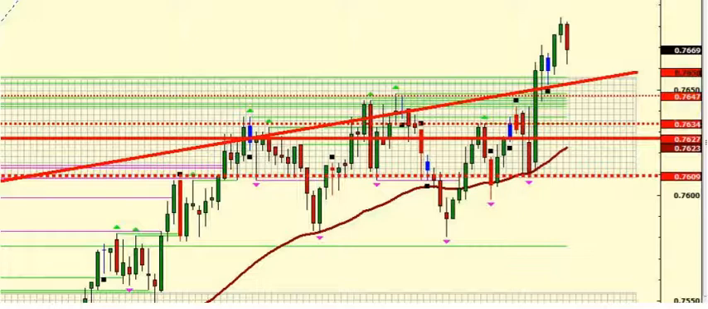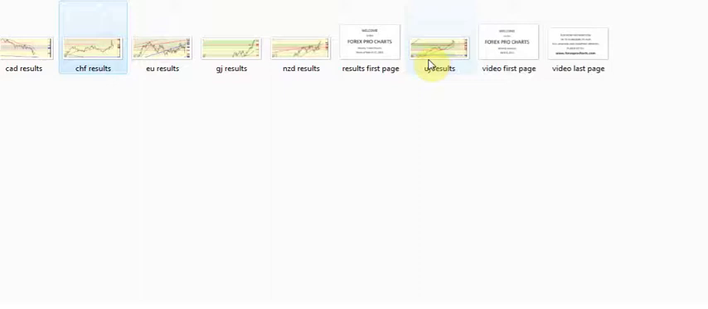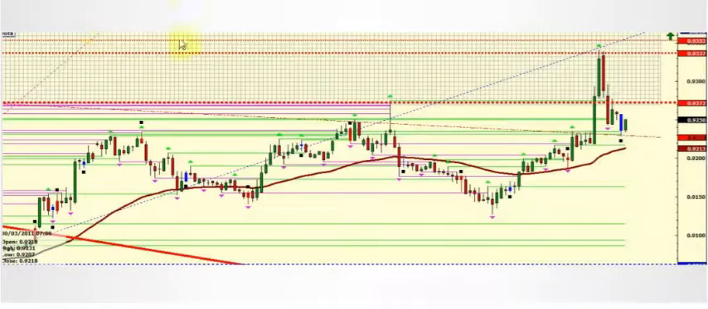Now, let's take a look at some trades that did hit armpits, but we did not post alerts and we did not personally trade. And we'll go ahead and take a look at those and show you why we did not post an alert and why we personally did not trade those. Okay, first let's look at the Swissy.